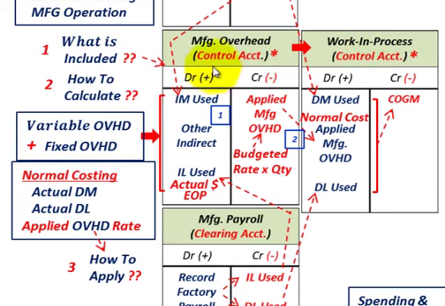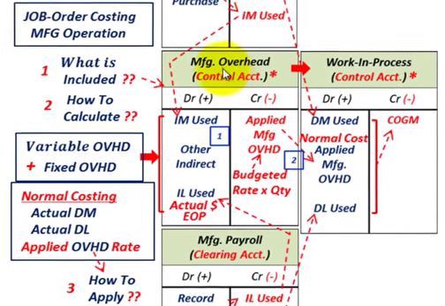So we've got several questions that we have to look at here. So first off, we're going to have to determine what is included in our manufacturing overhead control account here. And then secondly, how do we calculate that manufacturing overhead? And then thirdly, how do we apply our manufacturing overhead here to our work in process?